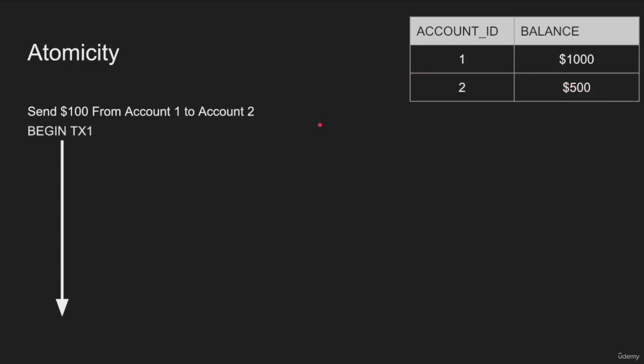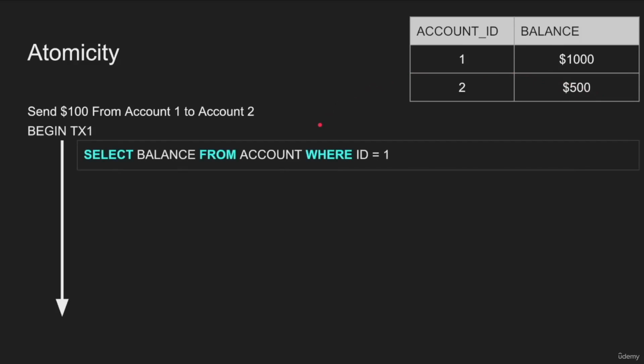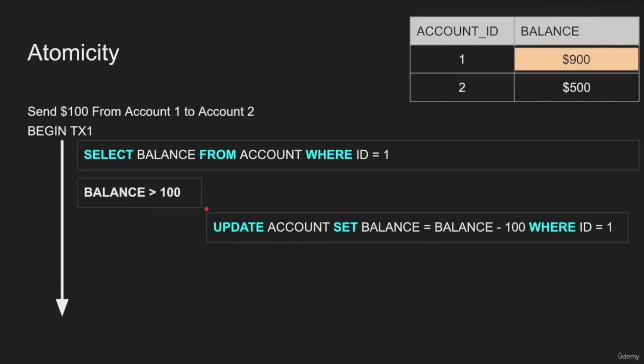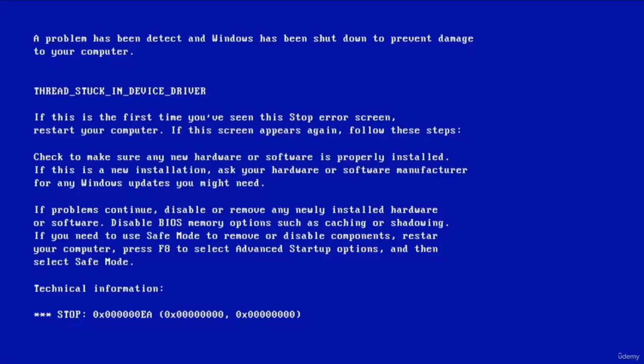So we start a transaction. We select the balance to check if this guy even has money. And they do, because the balance is greater than 100, because it's 1,000, right? Because that's account 1. So yeah, let's go ahead and update the account. Let's deduct 100 and what?